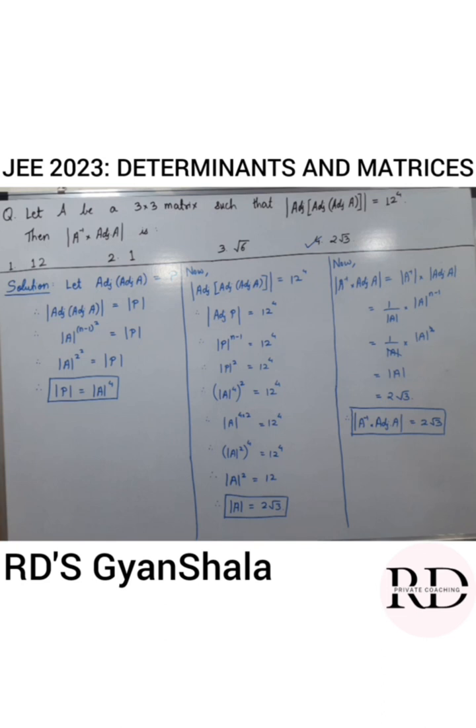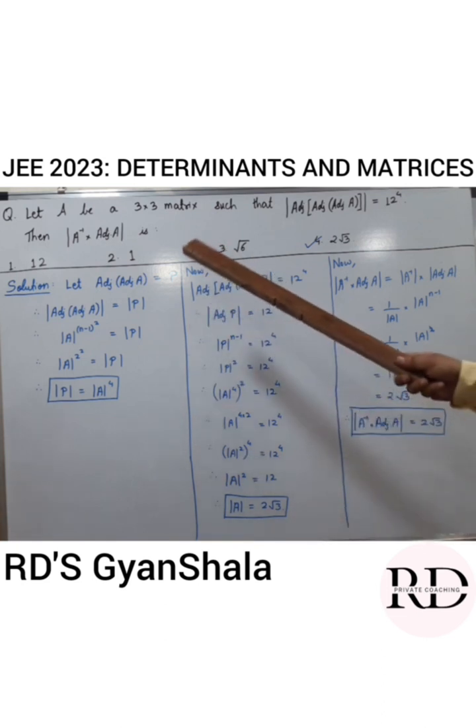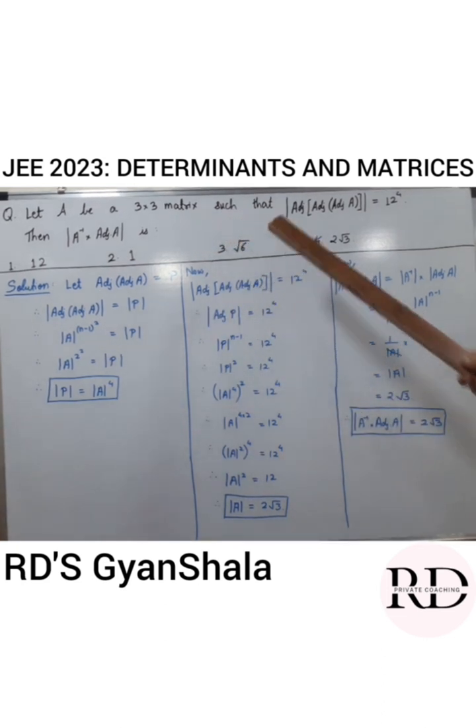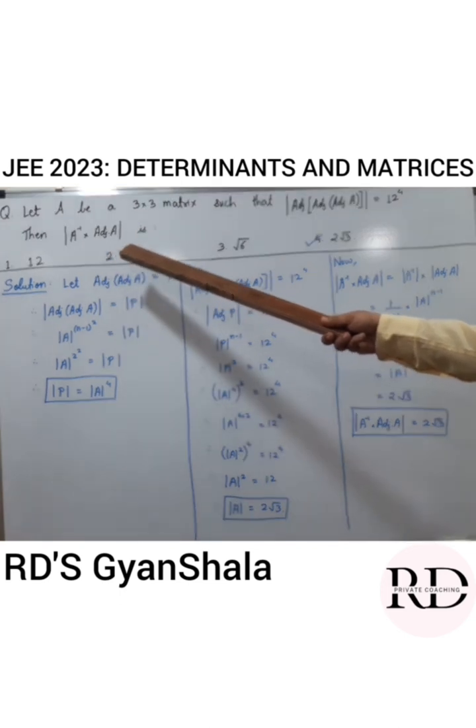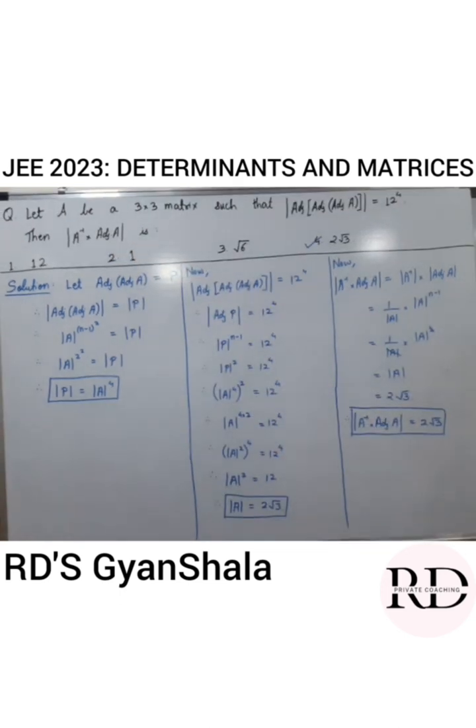Let us see what the question is. Let A be a 3 cross 3 matrix such that the determinant of adjoint of adjoint of A is given as 12 power 4. Then they are asking, what is the determinant of A inverse into adjoint of A? And the options are 12, 1, root 6 and 2 root 3. So the solution is in front of you.